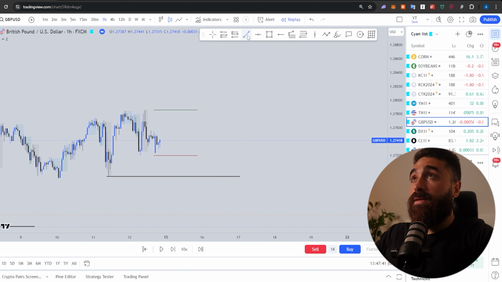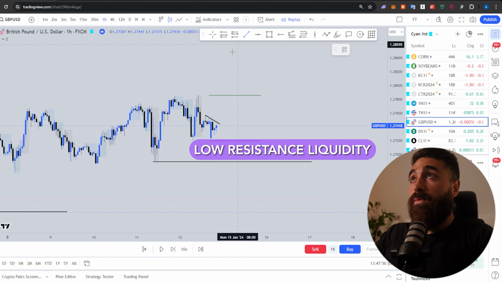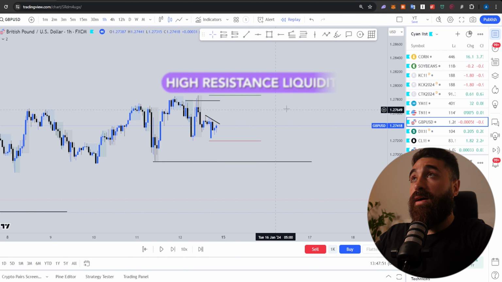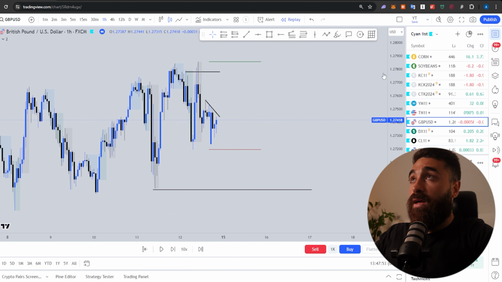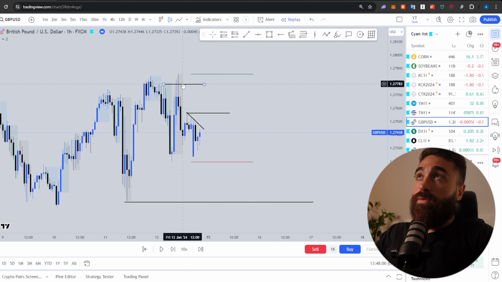For example, this is the 1 hour and we can see here that we don't have high resistance liquidity. This is all low resistance liquidity. While here, this is high resistance liquidity. So what I would be targeting is this. In general, the market could go higher, but this is not a place where I would want to trade. This is something that could happen, but that does not mean I have to trade it.